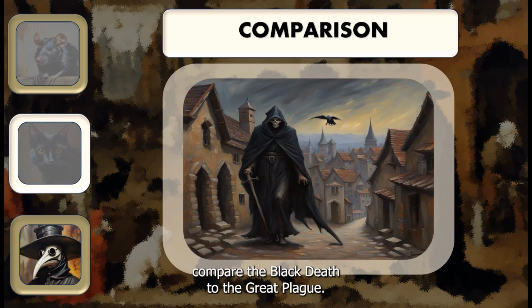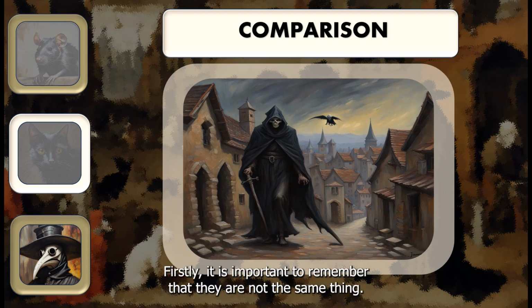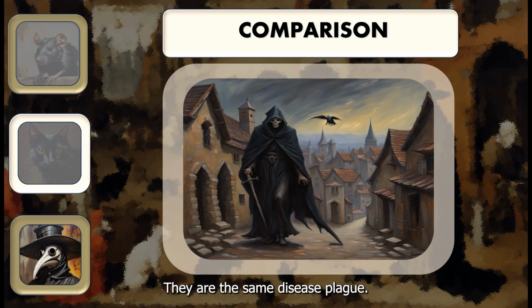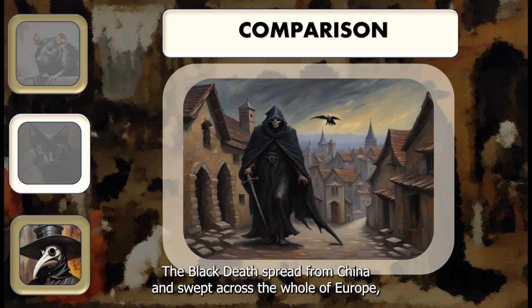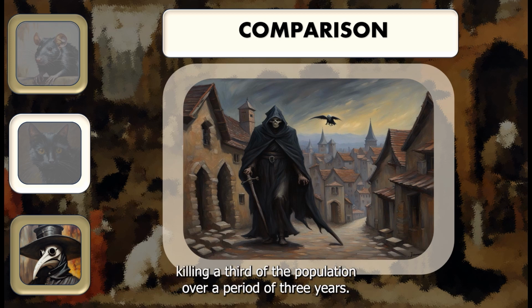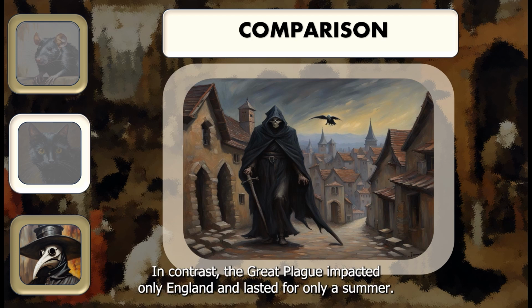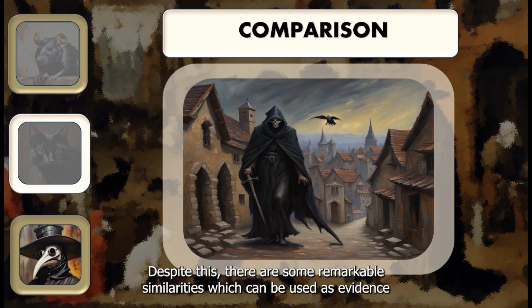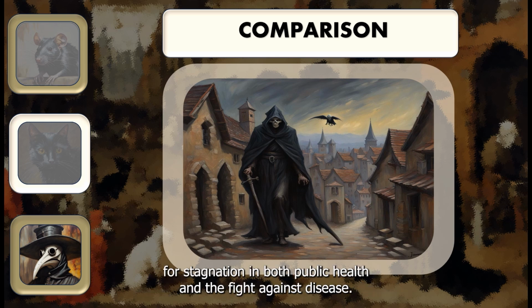Let's now compare the Black Death to the Great Plague. Firstly, it is important to remember that they are not the same thing. They are the same disease, plague, but two separate epidemics that occurred 300 years apart. The Black Death spread from China and swept across the whole of Europe, killing a third of the population over a period of 3 years. In contrast, the Great Plague impacted only England and lasted for only a summer. Despite this, there are some remarkable similarities, which can be used as evidence for stagnation in both public health and the fight against disease.